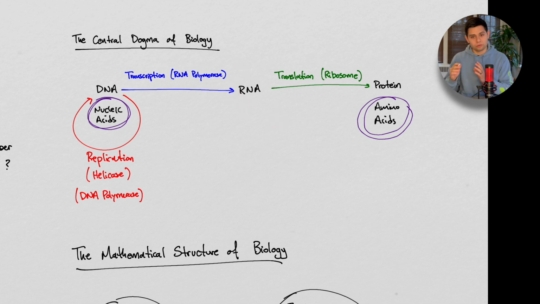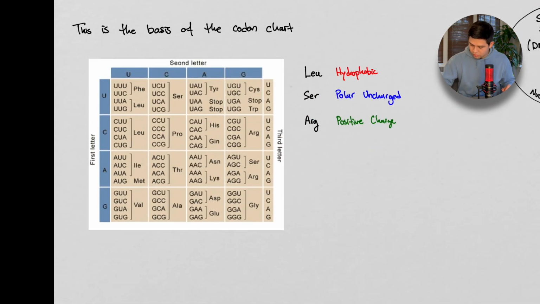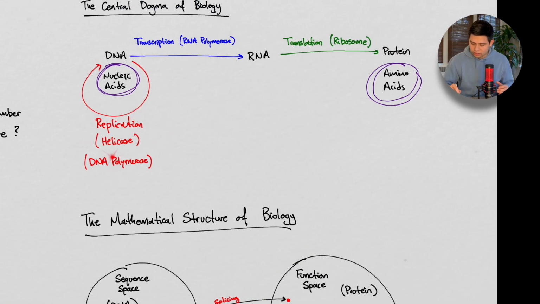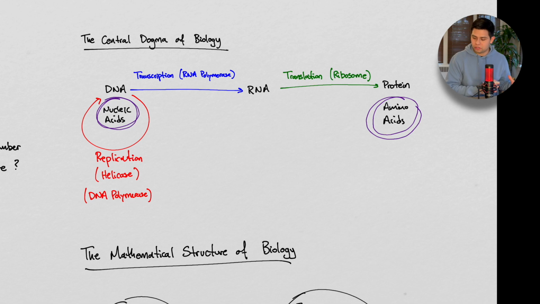This is where those codons play a big role, right? Because codons are triplets in the nucleic acid space that get converted into amino acids. Okay? And then we have this replication, which is done by helicase and DNA polymerase. And we're going to talk about those also. So that's the central dogma of biology.